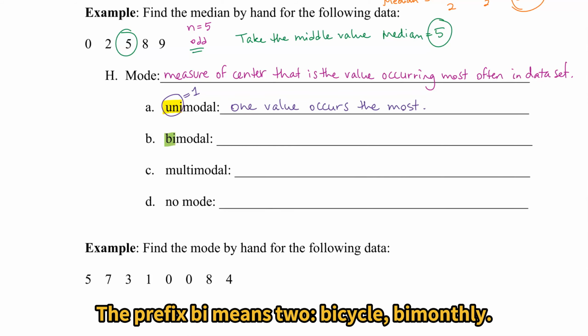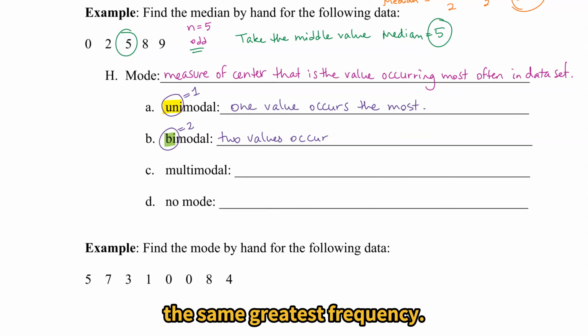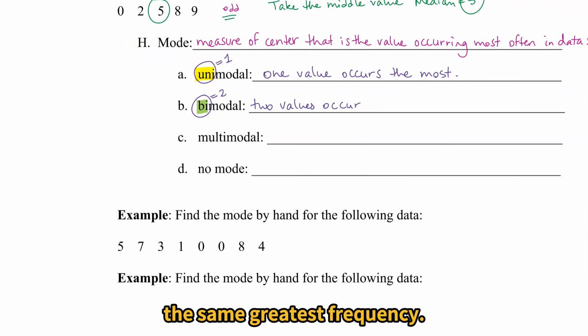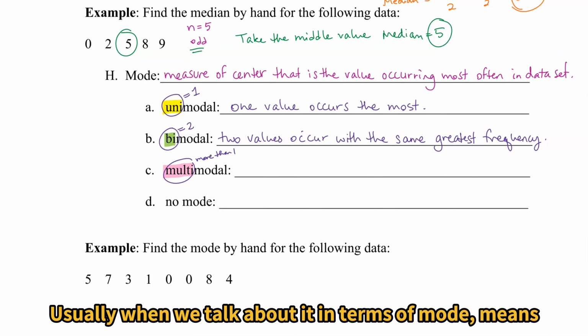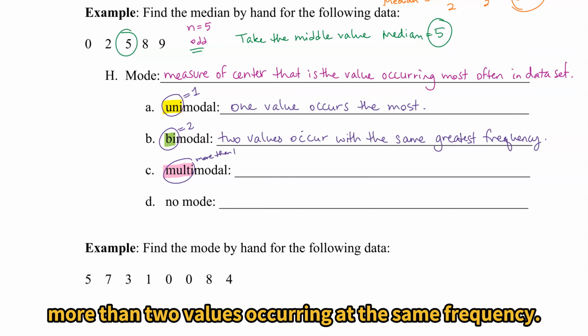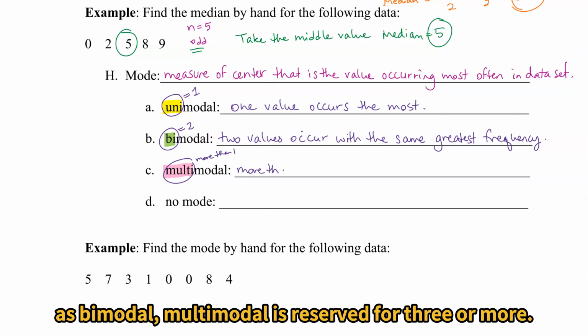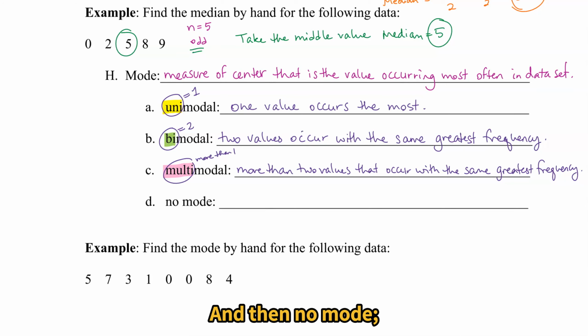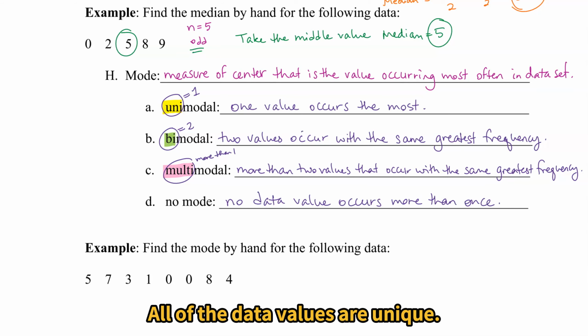What about bi? The prefix bi means two. Bicycle, bi-monthly. And for bimodal, two values occur with the same greatest frequency. Multimodal, multi just means more than one. Usually, when we talk about it in terms of mode, it means more than two values occurring at the same frequency. Since we have a representation for two values as bimodal, multimodal is reserved for 3 or more. And then no mode: no data value occurs more than once. All of the data values are unique.